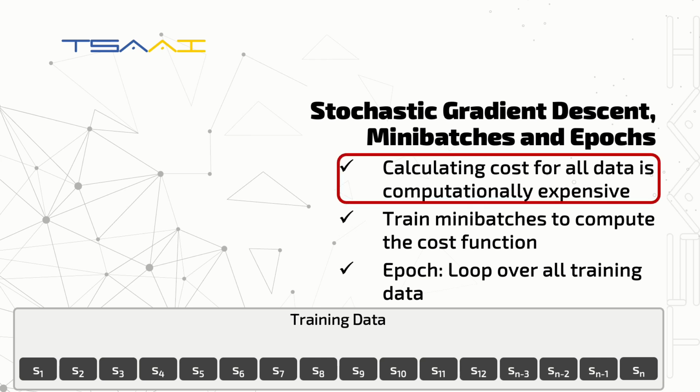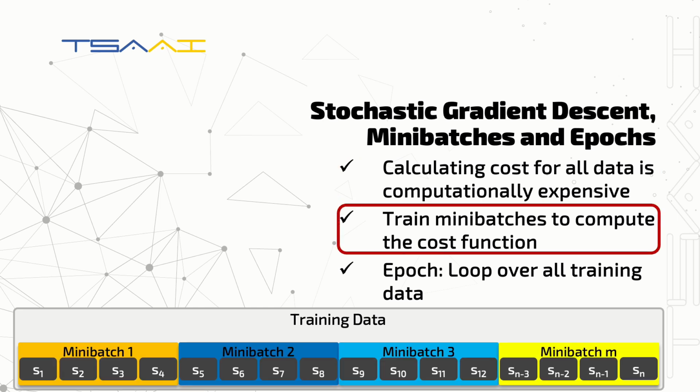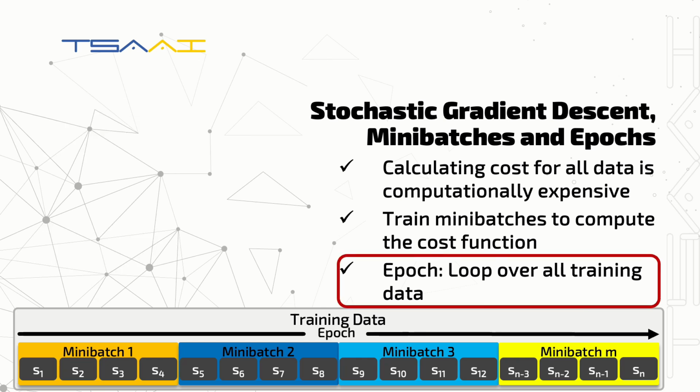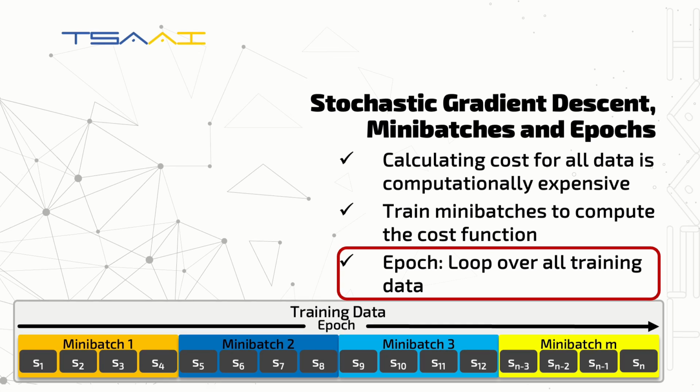Calculating the cost for all data can be computationally very expensive. Therefore, we use stochastic gradient descent, where we train on random samples, so-called mini-batches of data only. In an iteration, the cost and gradient are computed for one of these mini-batches, and the weights and biases are updated. Each complete pass through the entire training data is then called an epoch.